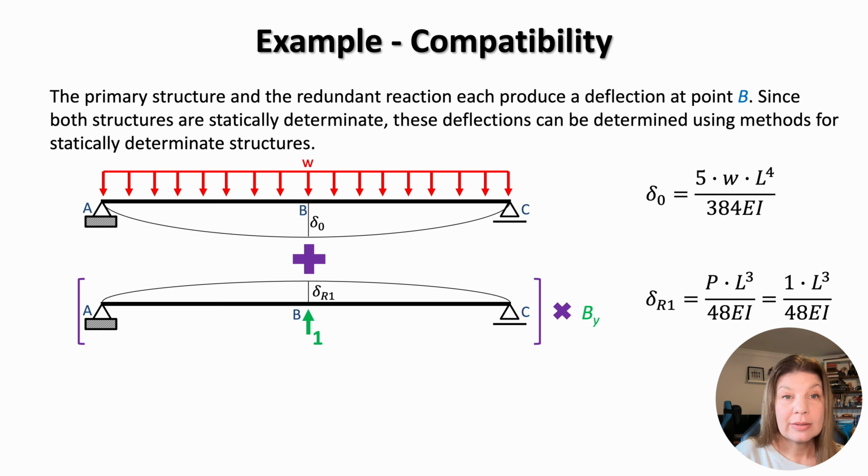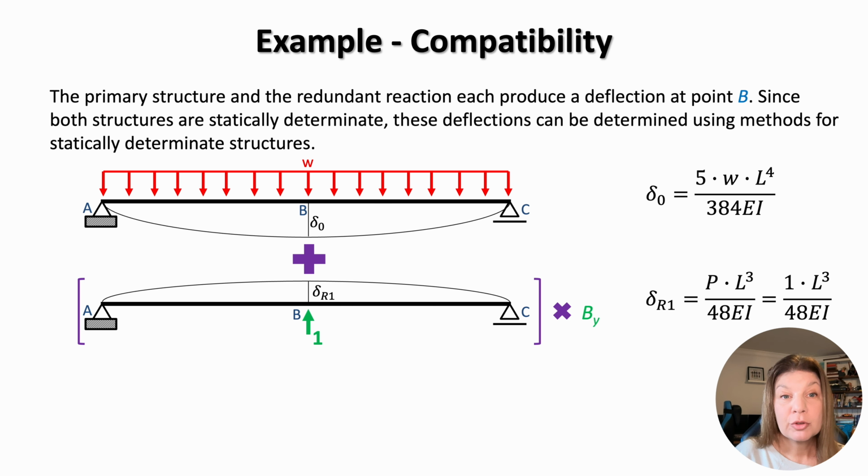Instead, what we do is apply a unit vertical load at point B. Why do we use a unit load? Because we know how to calculate the deflection produced by 1 unit of force. Once we know that deflection caused by a unit load, the principle of superposition tells us that the deflection produced by any other force is simply proportional to its magnitude.